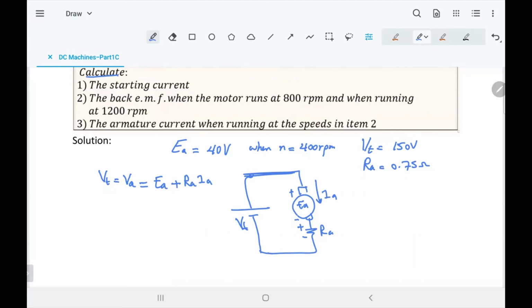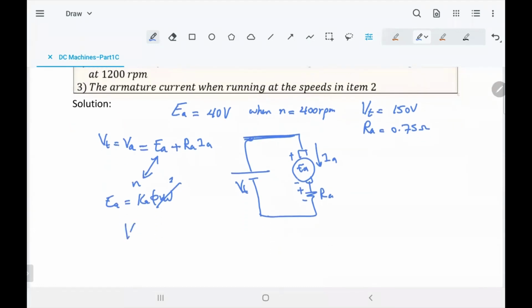Well, there is always a relationship between the EMF and the speed. So what happens at starting? When you start the machine, what is the speed? Zero. So if the speed is zero, what is the EMF? Zero, because it is proportional to it. We know that EA is equal to KA phi omega. So if omega is zero, EA is zero.